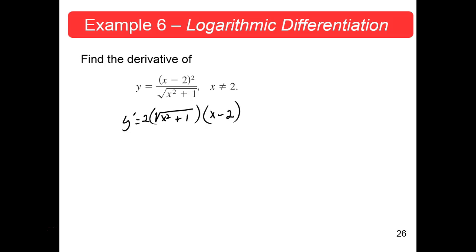I put the 2 way out front just because the derivative of the numerator is 2 times this to the first power times the derivative inside is just dx. So yeah, that's all it is. 2 times x plus 2. Minus high d low, which is x minus 2 squared. And then what's the derivative of the denominator? Now, I'm going to rewrite the denominator as x squared plus 1 to the 1/2. I normally would say negative 1/2, but we're doing d low, so let's just leave it as 1/2.